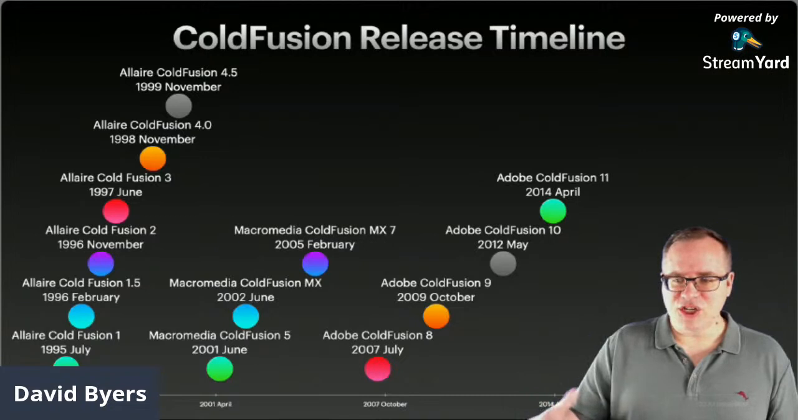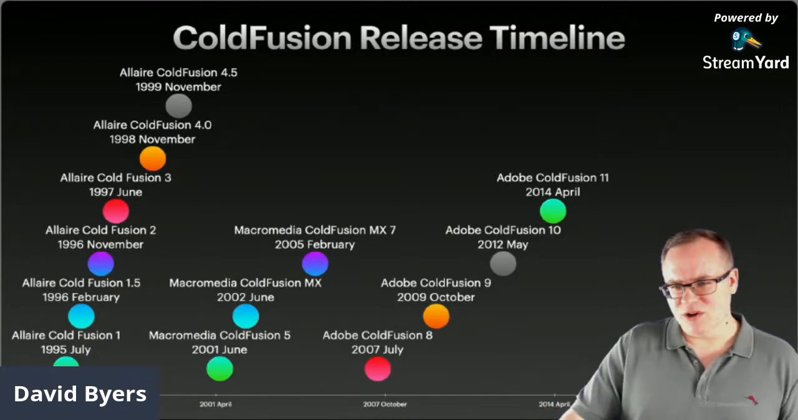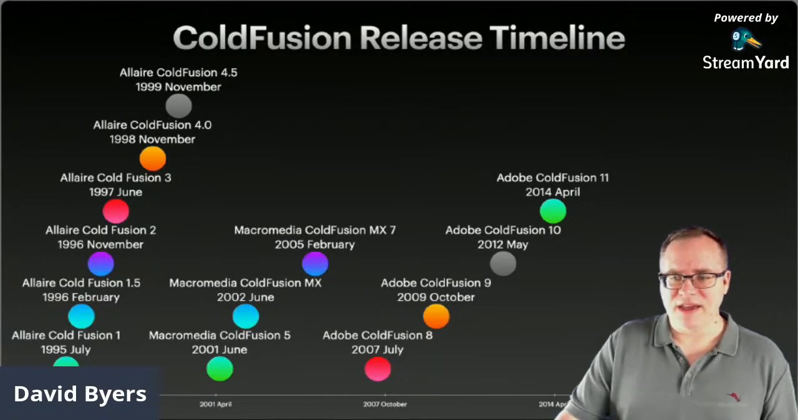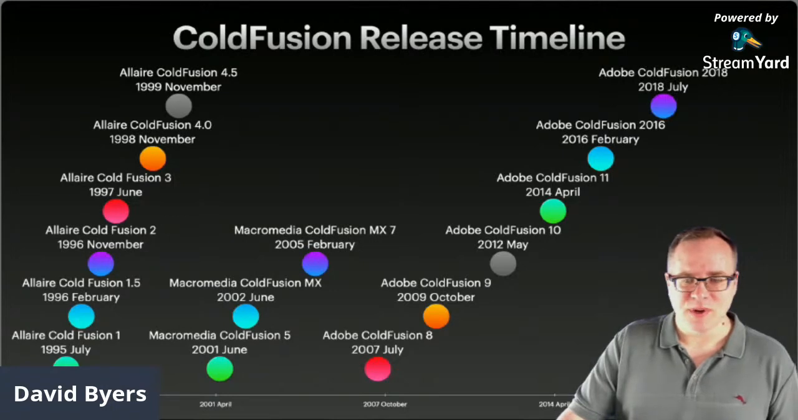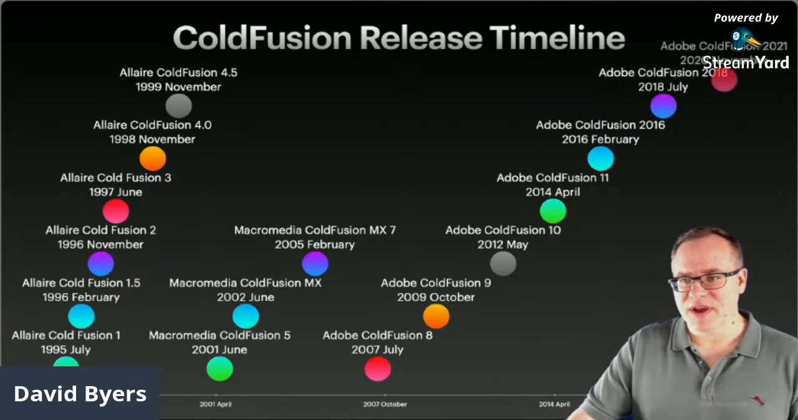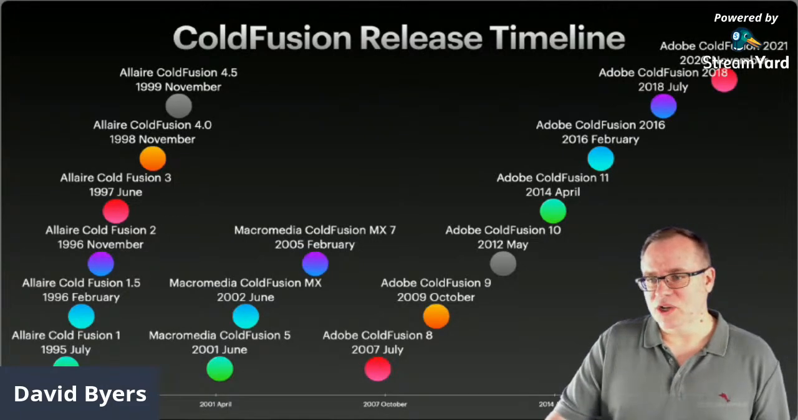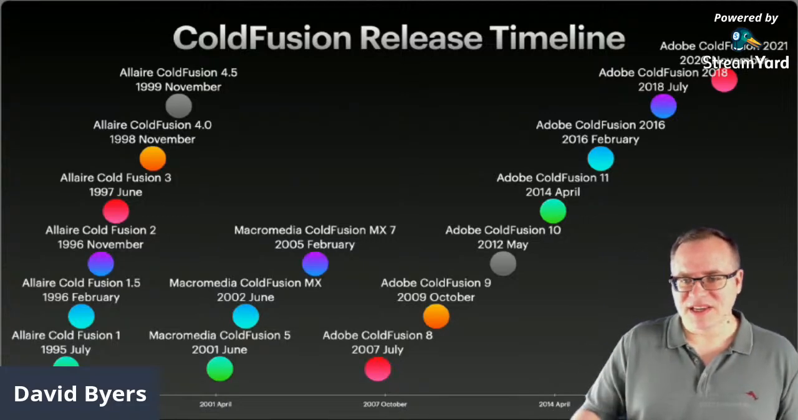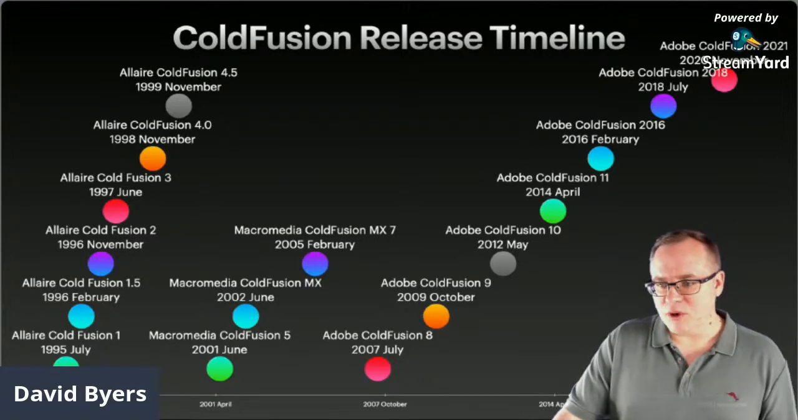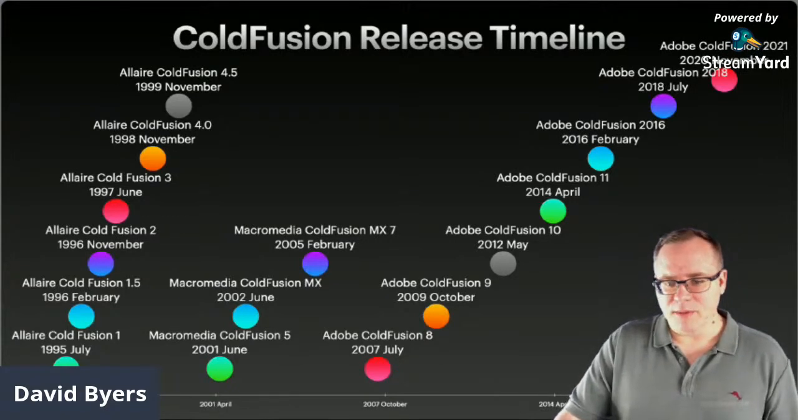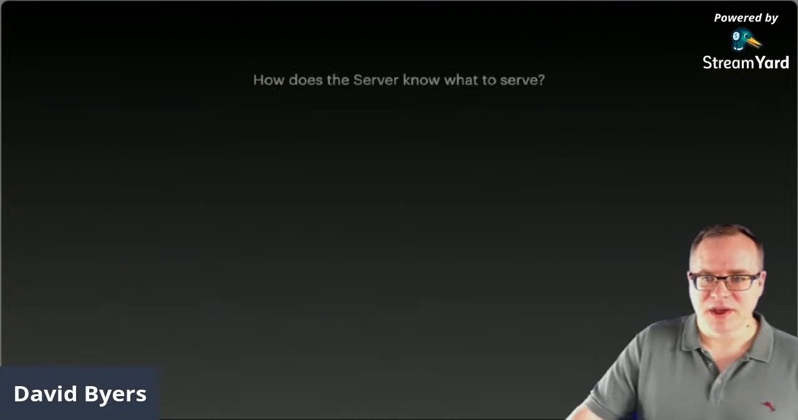At ColdFusion 11, they changed the naming scheme, so they stopped doing numbered releases and started doing year releases. So after ColdFusion 11 came ColdFusion 2016, then ColdFusion 2018, and then just this last November, Adobe ColdFusion 2021. So you can see lots of releases, a very steady release schedule. It's been supported very well from an enterprise level for over 25 years.